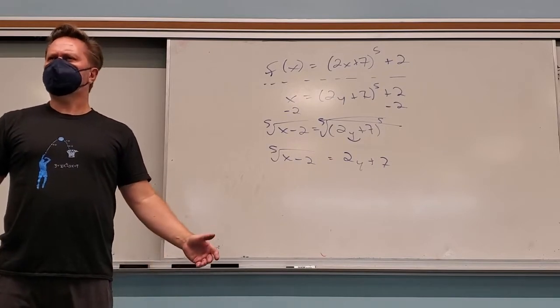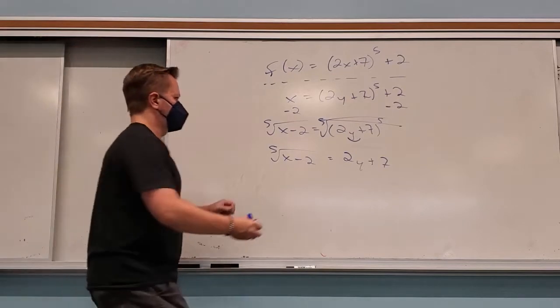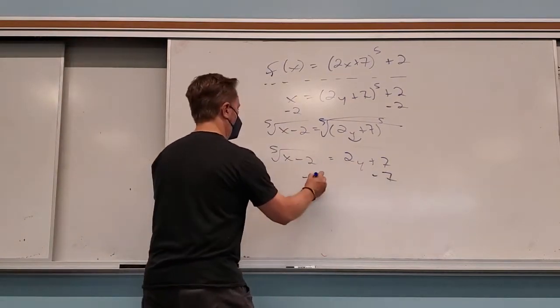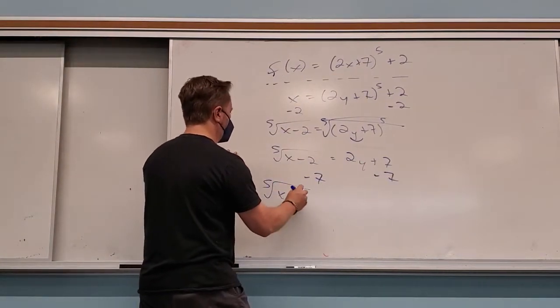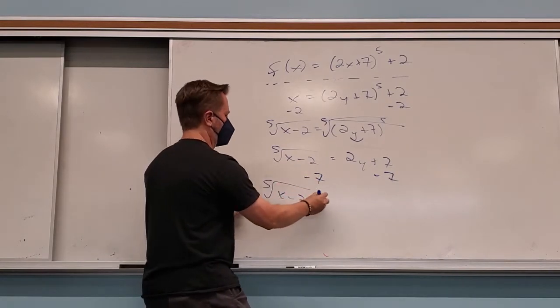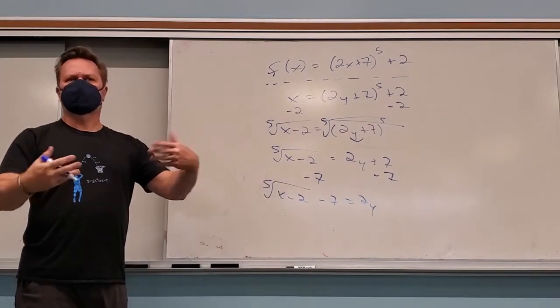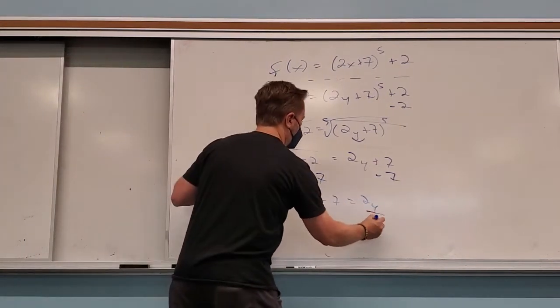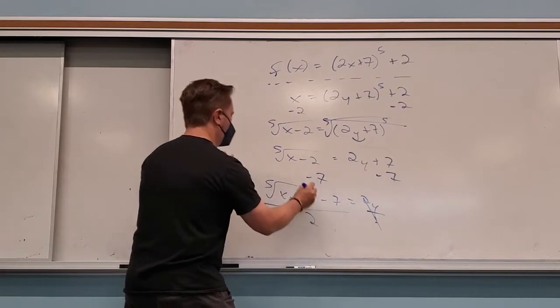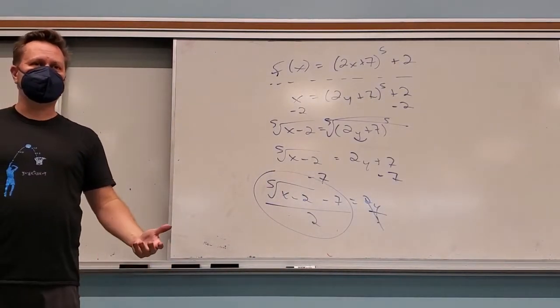So what do I do next? Minus 7. Be really careful. Is this the 5th root of x minus 9? No, that can't go in there. And then the last thing I do is divide by 2, right? And then I've got this, my inverse function. Yeah, gross, but who cares?